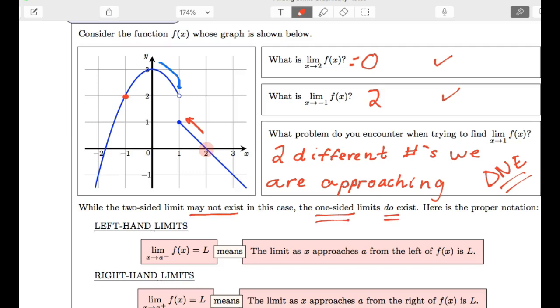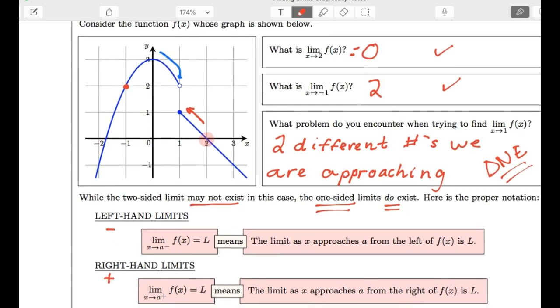Here's the proper notation. There's the limit notation as x approaches a. It's not negative a because it's in the superscript. For right-hand limits, there's a plus. For left-hand limits, there's a minus. So get to know those. The minus sign means x approaches a from the left. The plus sign represents x approaches a from the right.